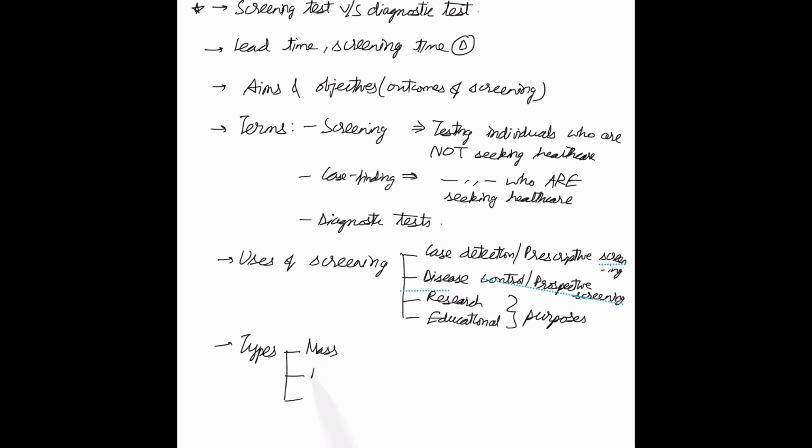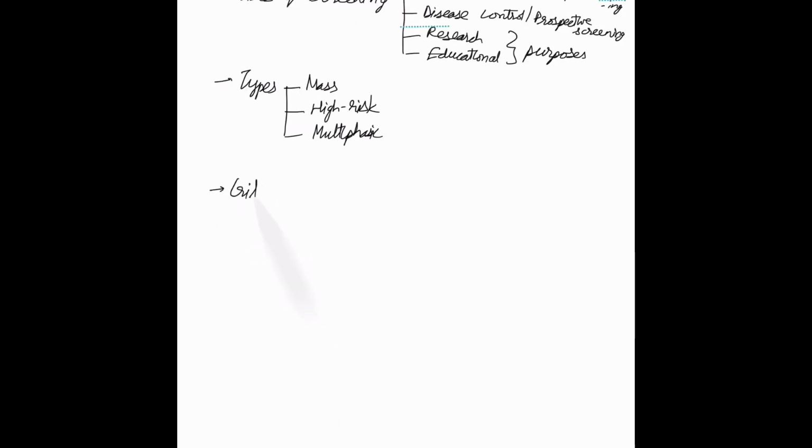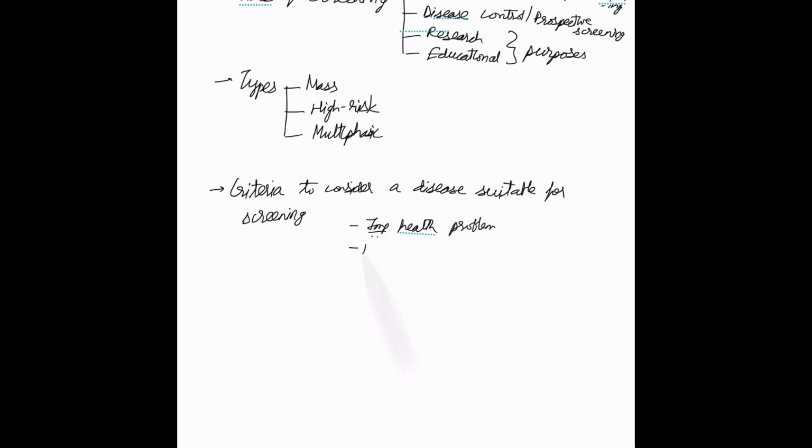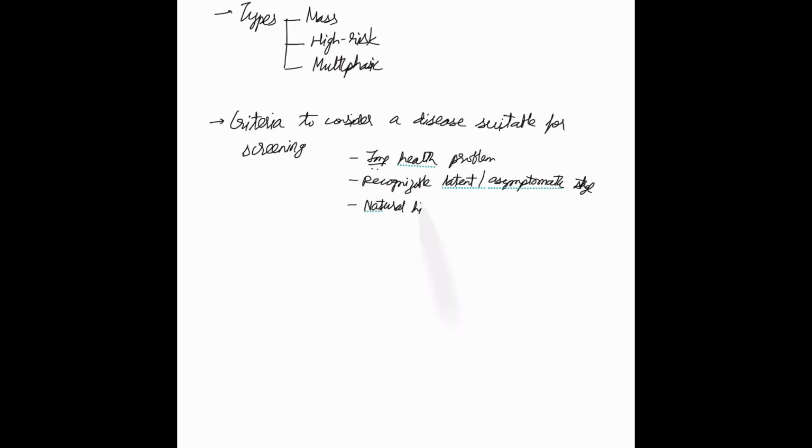The types of screening are mass screening, high risk screening, and multiphasic screening. Then there are various criteria to consider a disease to be suitable for screening activities. Firstly, it should be a known and important health problem of at least reasonable concern. Then it should have a recognizable latent or asymptomatic stage. Its natural history must be well known. There must be tests in place to detect the disease prior to the onset of signs and symptoms.